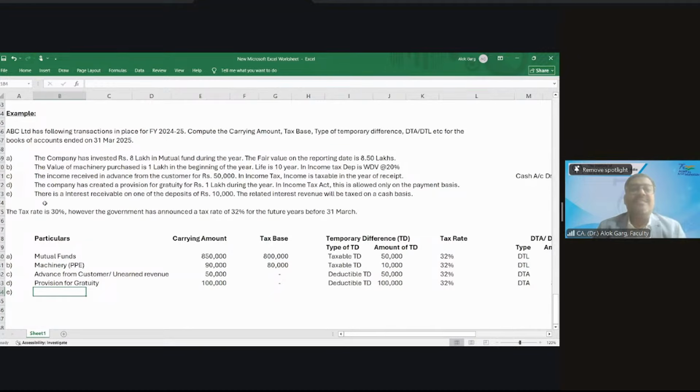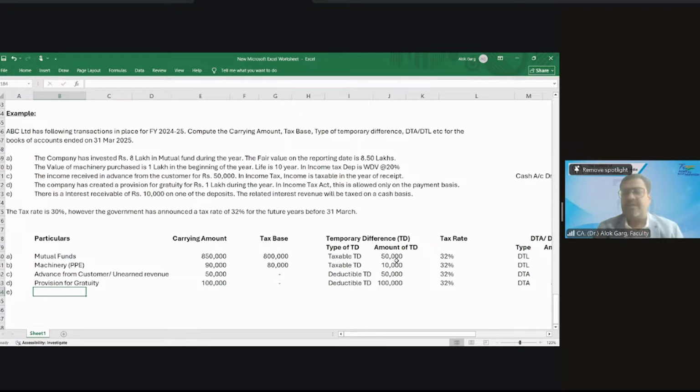Now, point number E. There is an interest receivable of rupees 10,000 on one of the deposits. The related interest revenue will be taxed on a cash basis. The company has made a deposit in State Bank of India, and the company, going by the accrual principle, is creating an interest receivable on the deposit. What accounting entry needs to be passed?